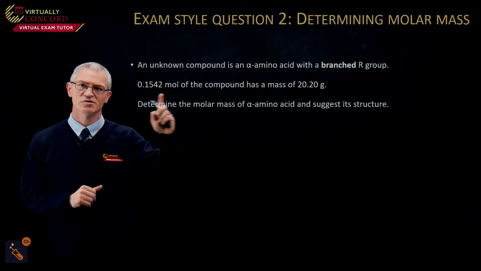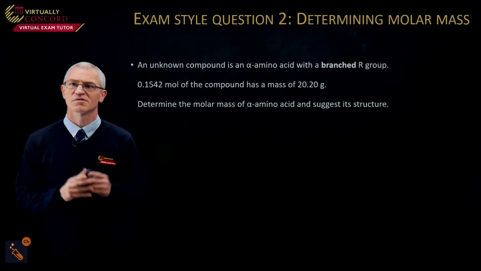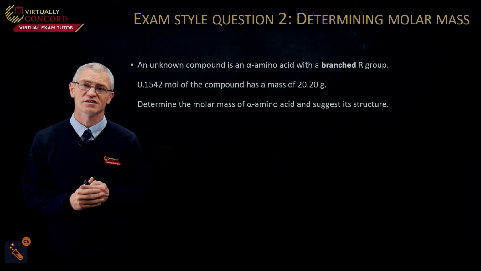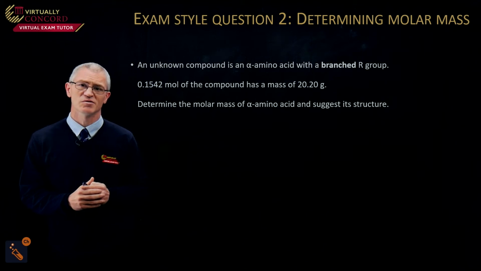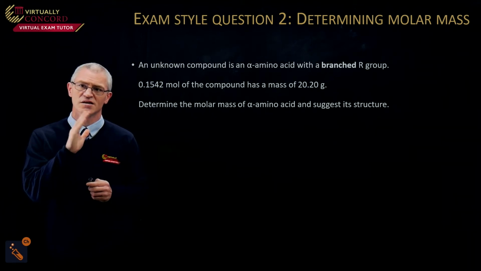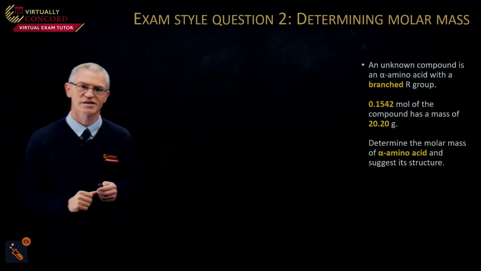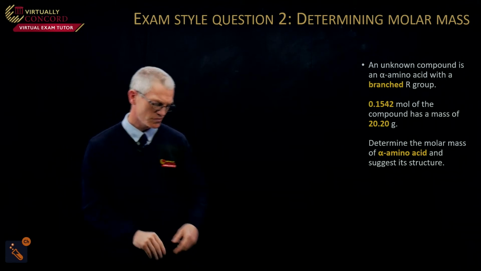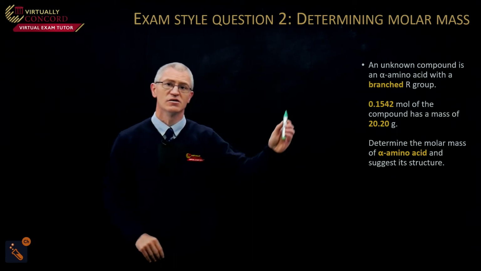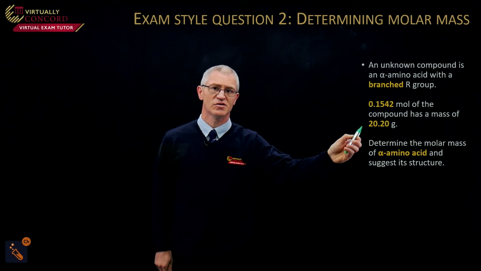It gives you the number of moles and the mass, which means you can use that to calculate the molar mass or molecular mass. Determine that of the alpha amino acid, and suggest its structure. Let's put this over to the side and let's start working out. So we have bits of information. We have the mole and we have the mass here.